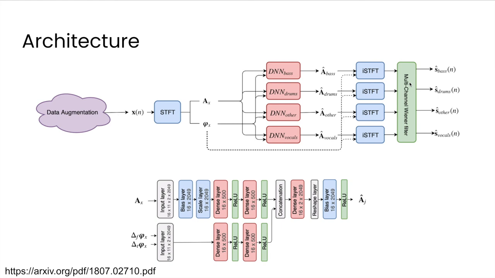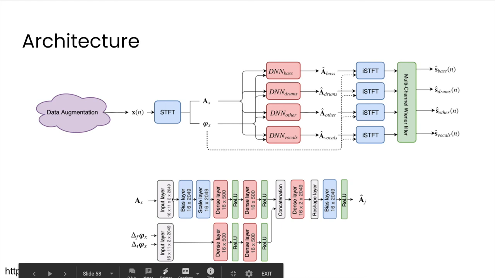And that way, you get the predictions here: the predicted bass, the predicted drums, other, and vocals. If you want to zoom in on one of these deep neural networks, we can see that there are input layers and some pre-processing happens on the amplitudes. Then you have separate dense layers with ReLU that are done separately for the derivatives of the phase, which then get concatenated with the amplitude information. And from there, you get the actual amplitude prediction at the end.